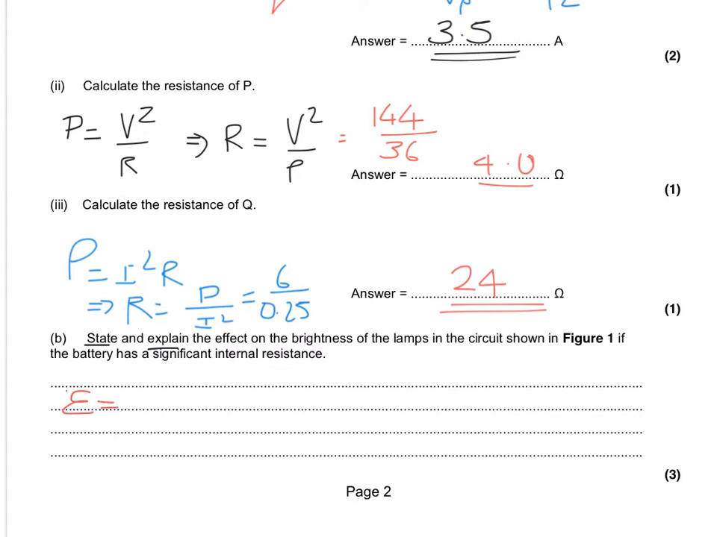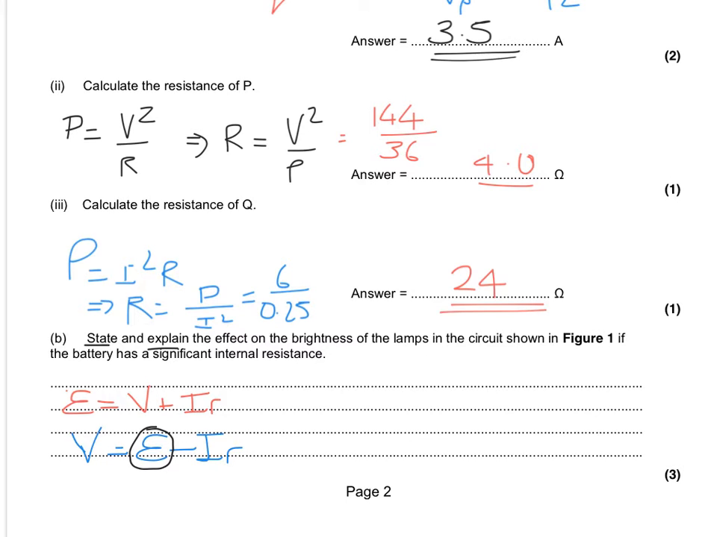The EMF equation states that the EMF is equal to the sum of the terminal potential difference, which is this V here, and the potential difference across the internal resistance. So the potential difference that's available to the circuit is going to be the EMF minus the potential difference across your internal resistance. Now, as you increase the internal resistance, make it non-negligible, this is constant here.